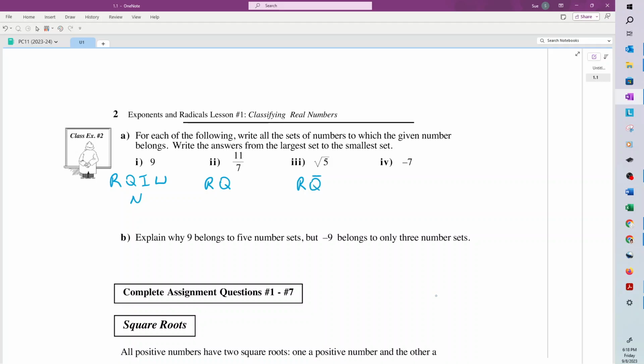And -7 is real. It is rational, and it is an integer. But since it's negative, it's not whole or a natural number. And this question: explain why 9 belongs to 5 number sets, but -9 belongs to only 3 number sets. This is a dumb question. How do you explain why it does? 9 is real, rational, integer, whole, and natural. But -9 is only real, rational, and integer, and it's not whole or natural. So that's why there are only 3 sets for that one.